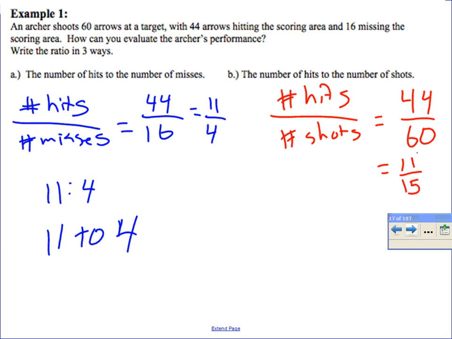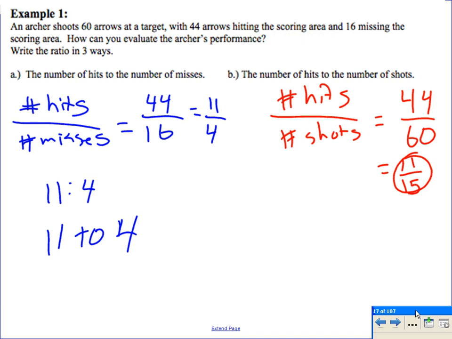So that's one way to write a ratio. Annalise, what's another way? Good. Justin, what's another way? Awesome. Any questions on that? Doug, question? It tells you number of hits to the number of shots. Okay, it's comparing 2 quantities, so it's going to tell you the order. Charles?